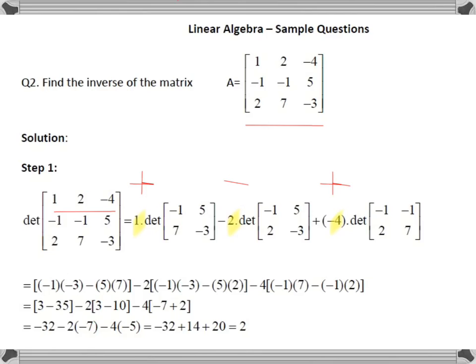Next thing you do is the following. You take each number now one at a time again, and you highlight the row that 1 is in and highlight the column that 1 is in, and you look at what's left over. What's left over is a little mini matrix, -1, 5, 7, -3, and you get the determinant of that. So in the first term, you get the determinant of what's left over.